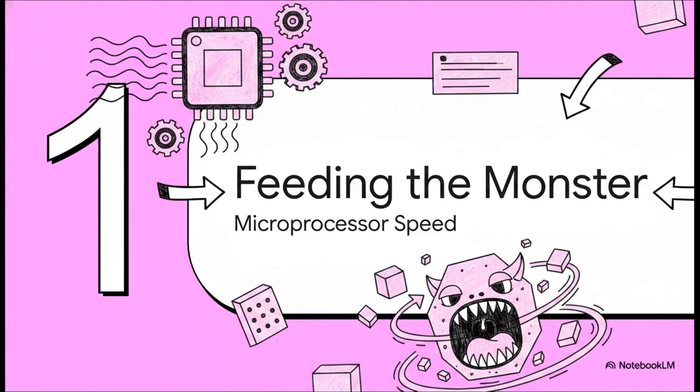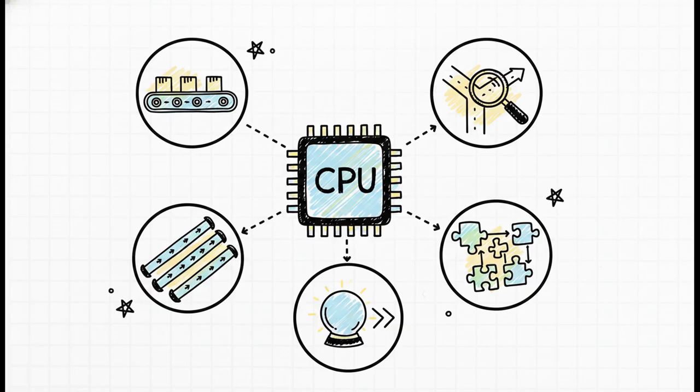Section 1, Feeding the Monster, specifically looking at microprocessor speed. Okay, let's dive into this first major architectural challenge, keeping our data-hungry processor constantly busy and well-fed. To keep that processor from stalling out, designers have to use a whole arsenal of tricks. First up, we just overlap tasks. Pipelining works kind of like an assembly line, right? And superscalar execution takes it a step further by issuing multiple instructions at the exact same time.